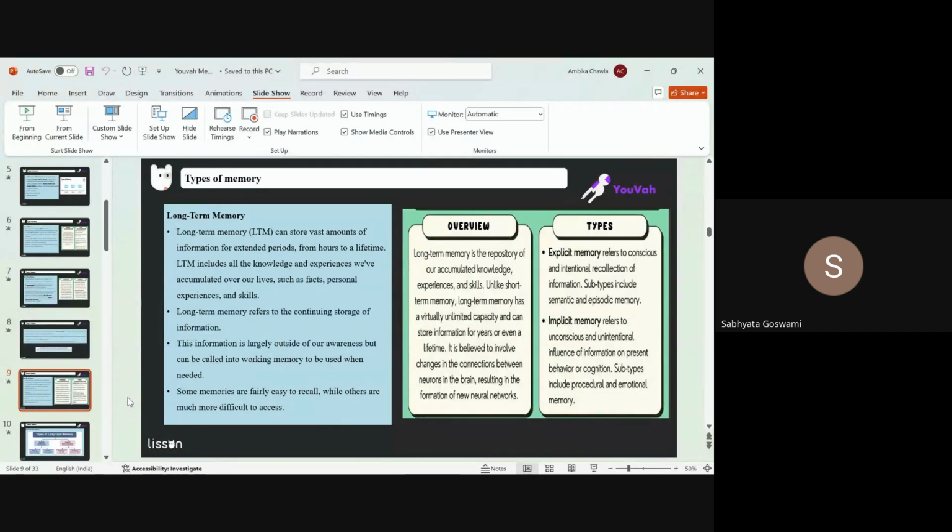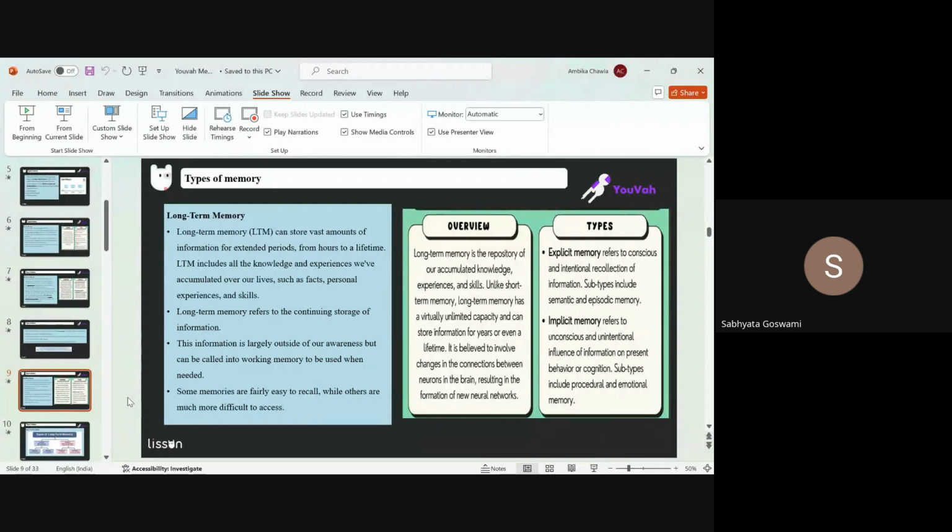It refers to the continuous storage of information. And a lot of times, this information lies outside of our conscious awareness, but it can be recalled into our awareness with some effort. Naturally, कुछ चीज़ों को ज़्यादा एफर्ट लगता है रिकॉल करने में as compared to other things which need lesser effort, right?